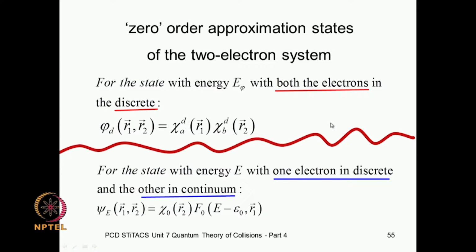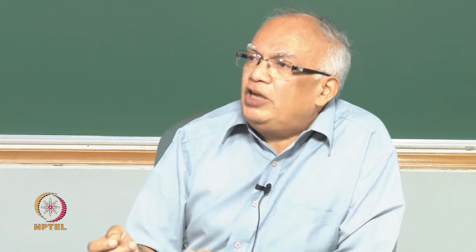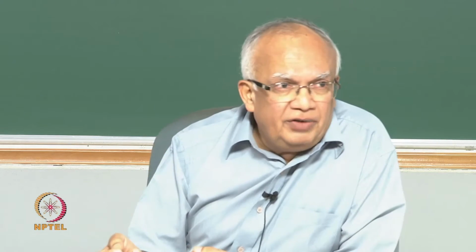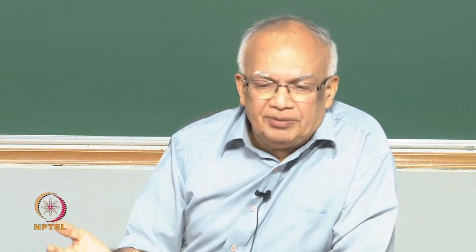Now, what if one of the electrons is in the continuum? If one of the electrons is in the continuum, then one electron state is represented by the bound state, which is chi, and the other will have an energy which is E minus epsilon 0 with a position coordinate r1. So, you still express the two electron wave function as a product of the two wave functions, one for the discrete state and the other for the continuum.